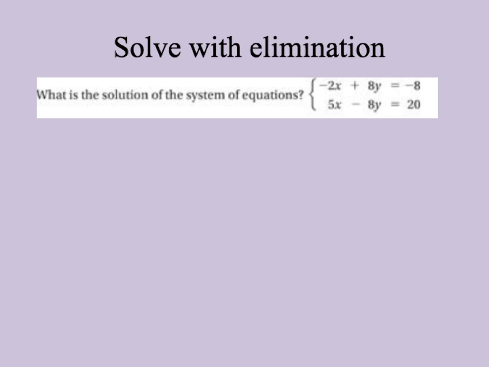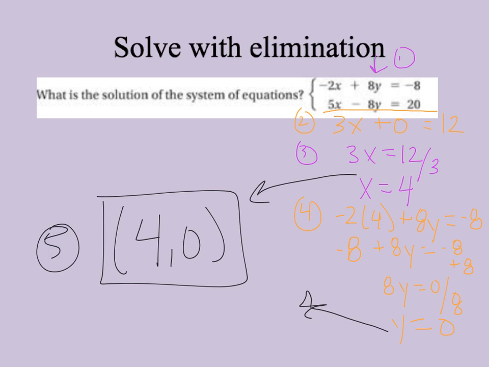Pause the video and attempt the next problem by yourself. And you should have gotten your answer to be 4, 0. And I labeled the steps for you. The first step already has my y variable by itself, or my 8, to cancel out when adding.